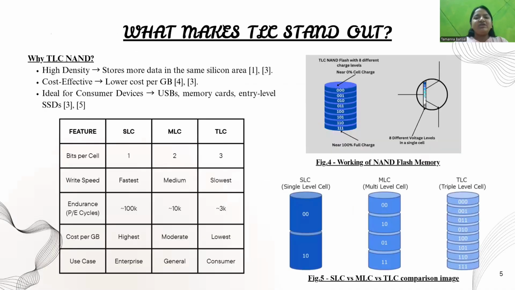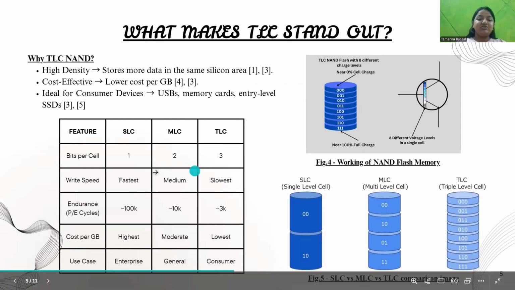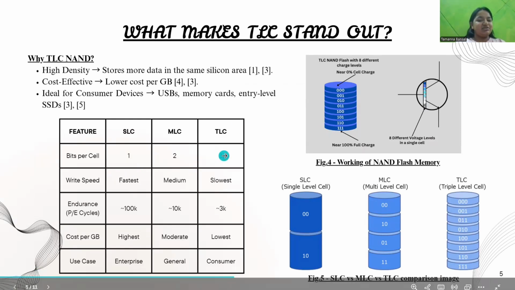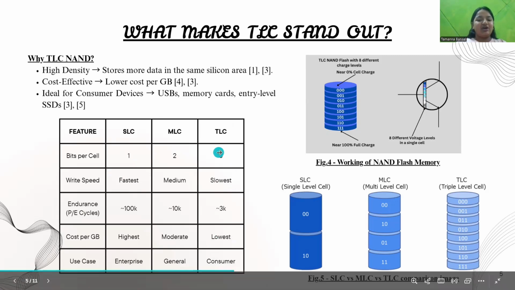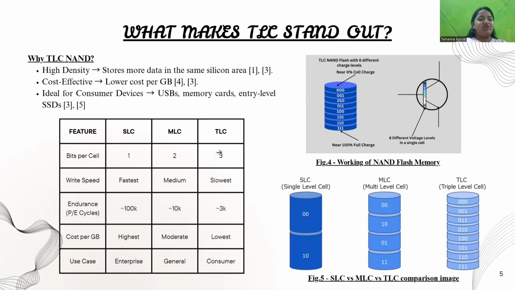Next comes, what makes TLC stand out so much in the current industry needs. The first reason is high density: it stores more data in the same silicon. It is cost effective, with a low cost per GB, ideal for consumer devices. Here you can see the feature differences in SLC, MLC, and TLC, and TLC stands out in every aspect: bits per cell, write speed, endurance, and cost. The main reasons are the cost effectiveness and its uses in current industry needs.